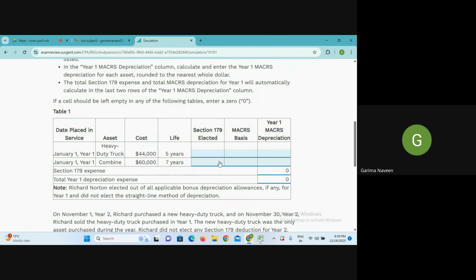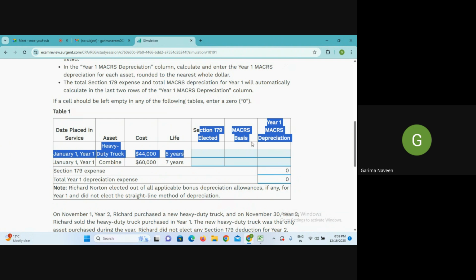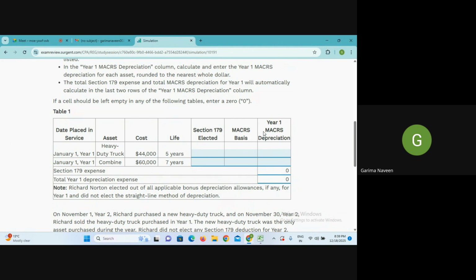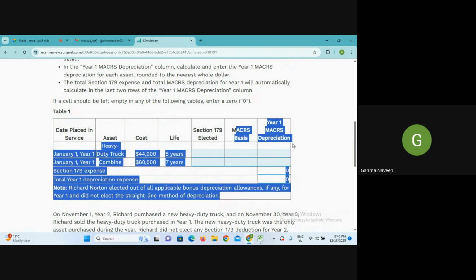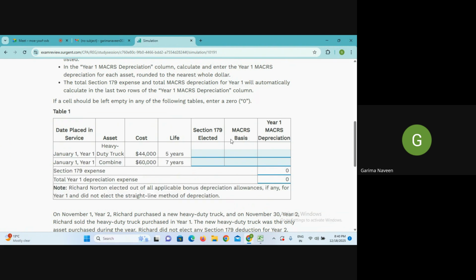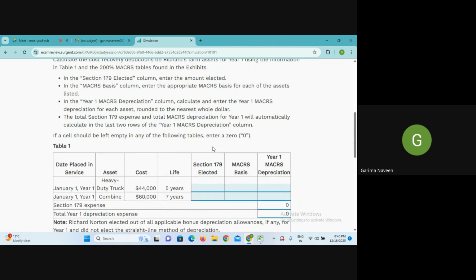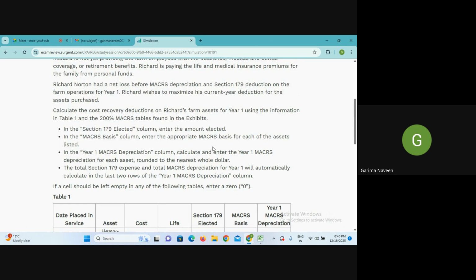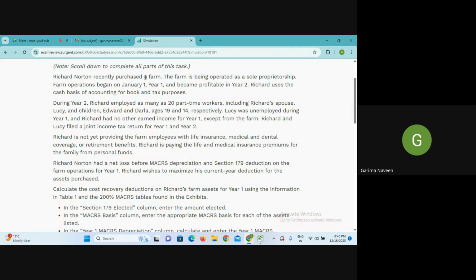Okay. So you can get a question like this; there is a 90% possibility of getting a question on this. Section 179 expense, MACRS depreciation, MACRS basis, and you can also have one category here of bonus depreciation. Okay, so the question is: Richard Norton recently purchased a farm.